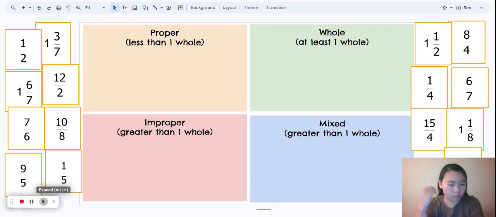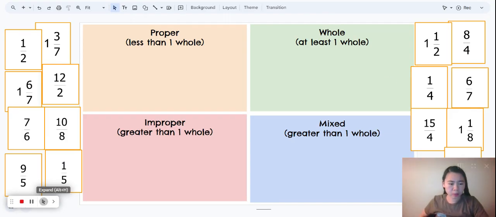And why it's important to be able to recognize the differences in these 4 different types of numbers is because if you're asked to order them, then proper fractions will always be smaller than the other 3. Okay, that makes things a lot easier for you when you're asked to order some numbers, okay?